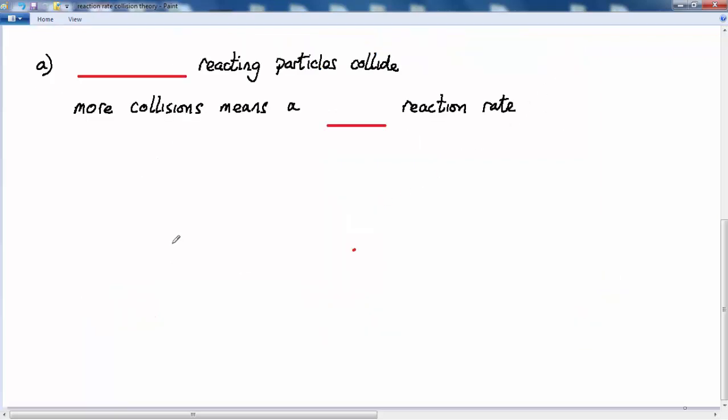Well, the first important factor is how often the reacting particles will collide with each other. So what we want is for these collisions to be a maximum. The more collisions we have means that the reaction rate will be higher. And the frequency at which these collisions occur, that's to say how many collisions will be taking place per second, will depend upon four factors. We're going to look at each of these factors in much more detail in the following lesson. So I'm just going to briefly go through these with you now.